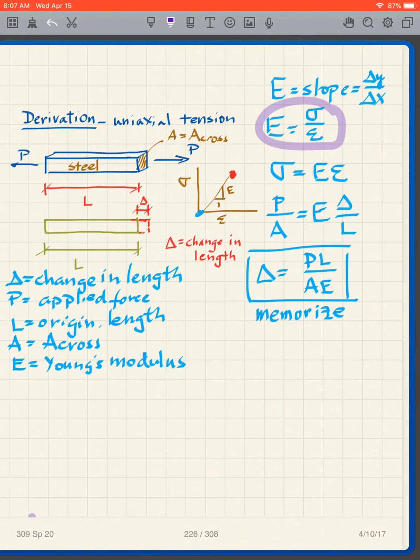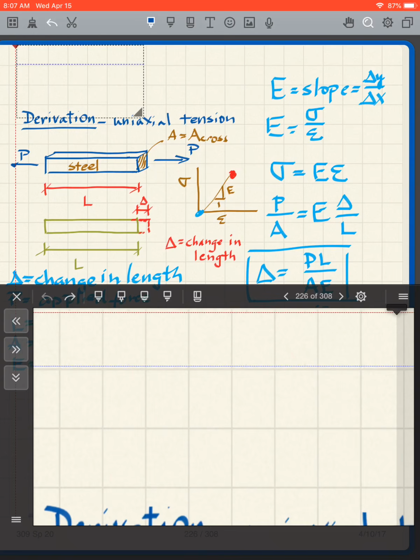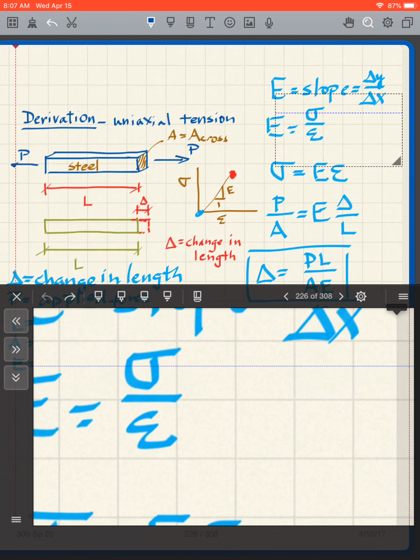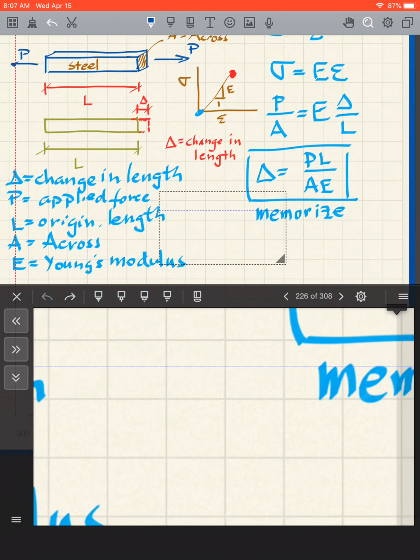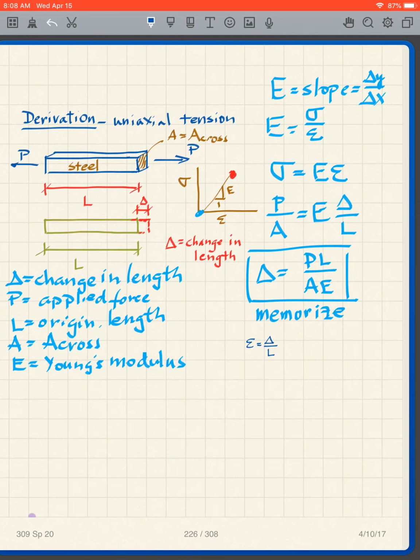And you know already that epsilon, the strain, I guess I don't have it written down here, but I'm just going to put it down here, I ran out of space. Epsilon is delta over L, change in length over the original length. I guess I could move that.